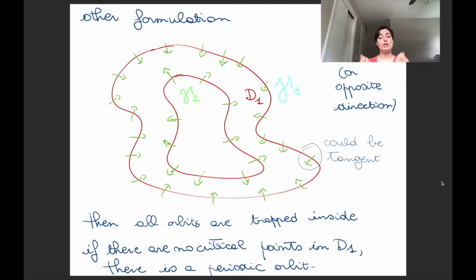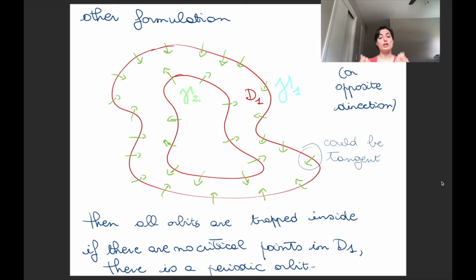We could have points in which the direction field is tangent to the boundary of D1. If all orbits are trapped inside D1 and there are no critical points in D1, then the only option is for it to be a periodic orbit. Notice how in this case it's easy to see that if we're flipping all directions, that means that considering the donut D1, everything is leaving D1 in both directions. Flipping time would also give you a periodic orbit. That means that there is a periodic orbit.